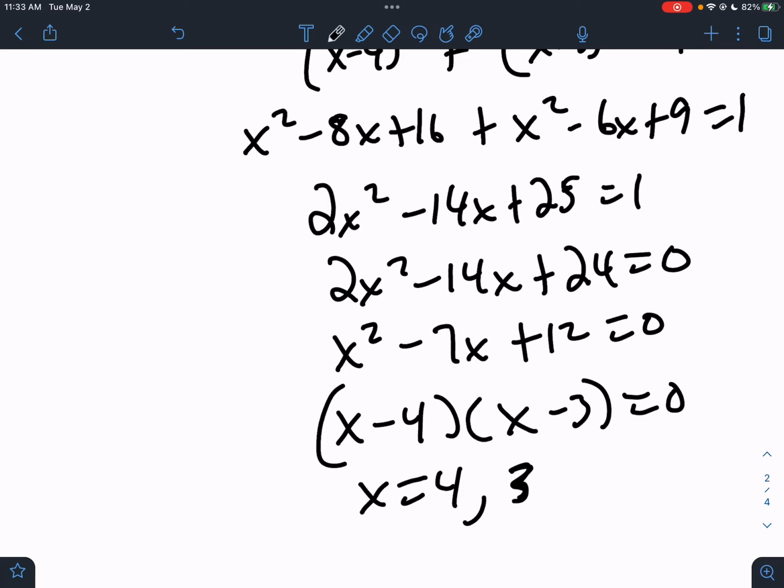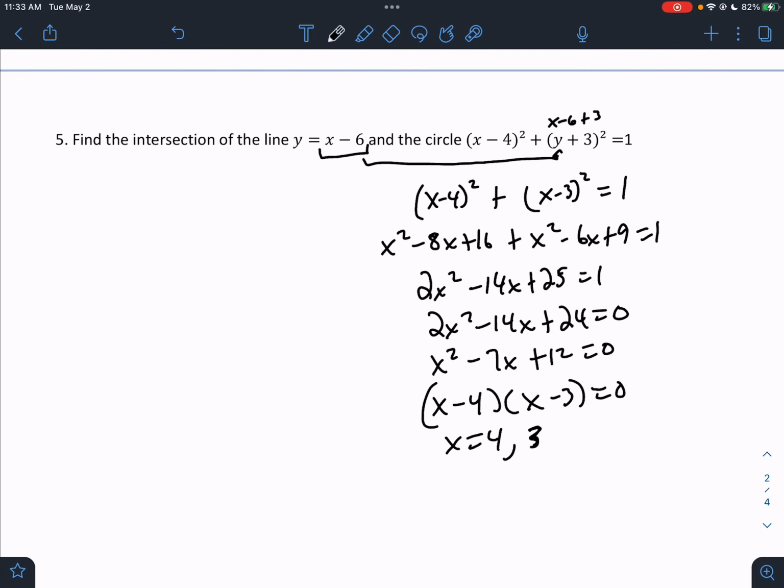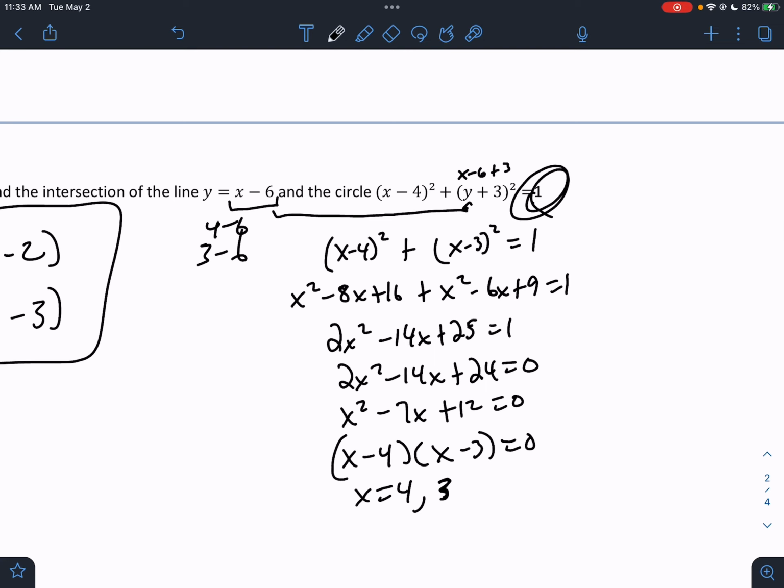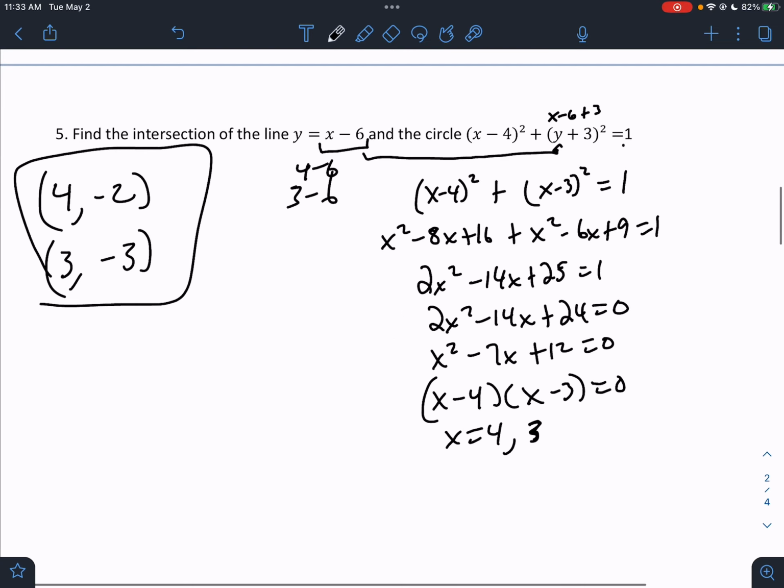Rewind, watch it, pause it, whatever you got to do. I just went through everything you're going to have to be able to pull off. Now we plug in 4. 4 minus 6 would be negative 2. We plug in 3. 3 minus 6 would be negative 3. And these are pretty close, but makes sense. The radius is 1, so it's not a very big circle. And there's our final answer.